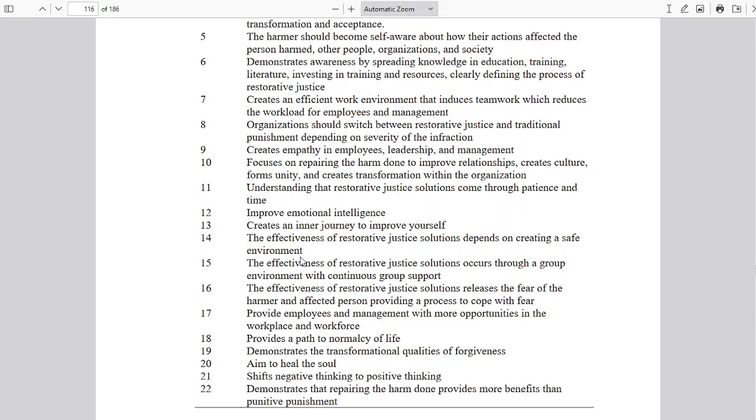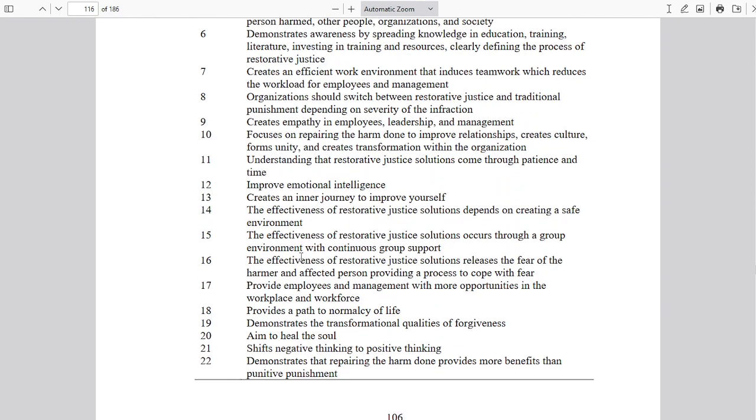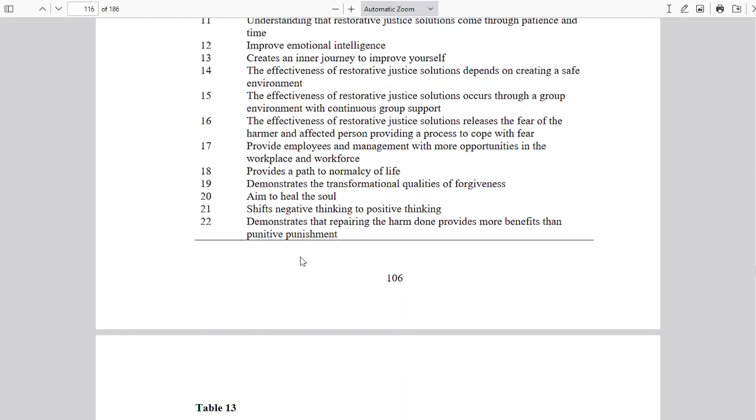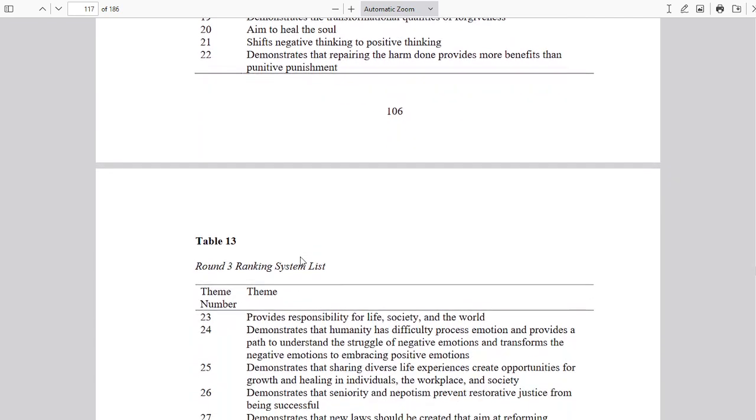17, provide employees and management with more opportunities in the workplace and workforce. 18, provides a path to normalcy of life. 19, demonstrates the transformational qualities of forgiveness. 20, aim to heal the soul. 21, shifts negative thinking to positive thinking. 22, demonstrates that repairing the harm done provides more benefits than punitive punishment.